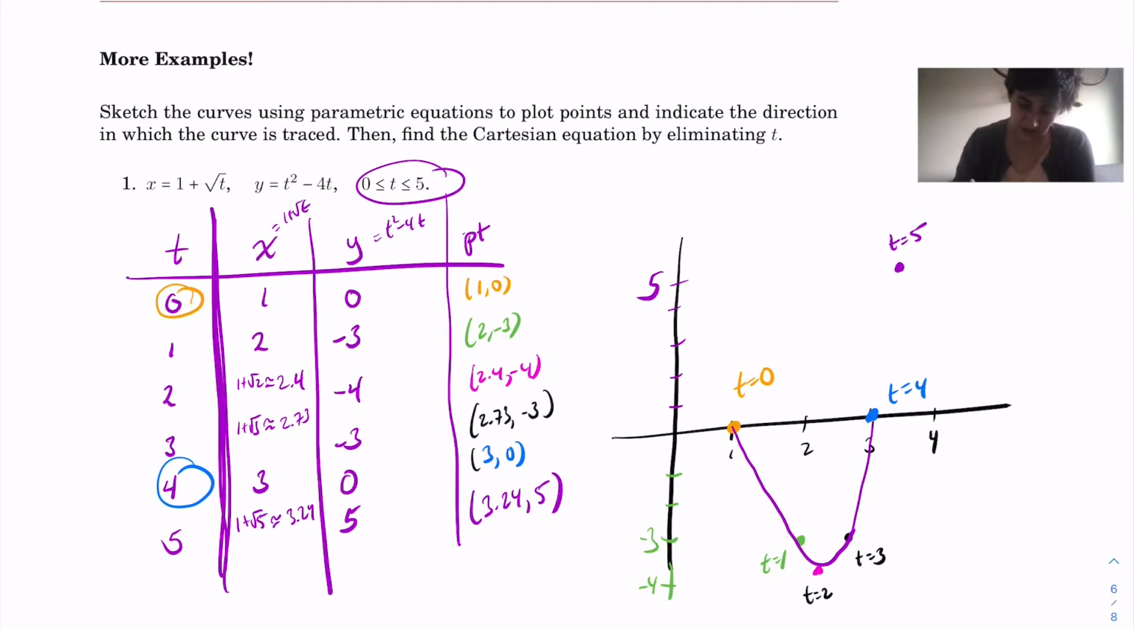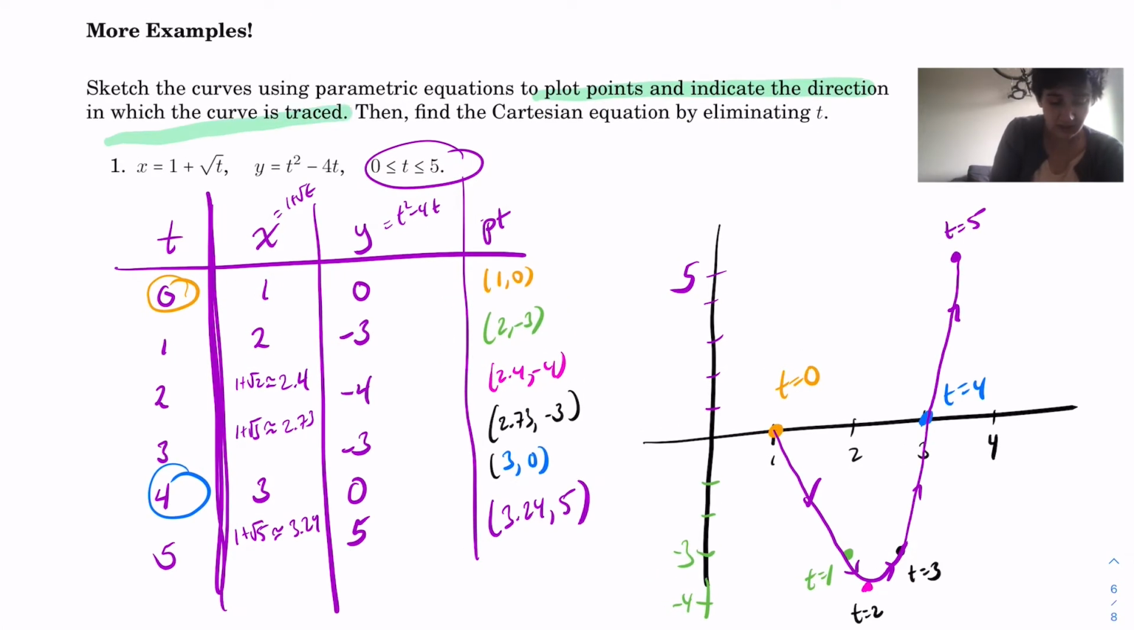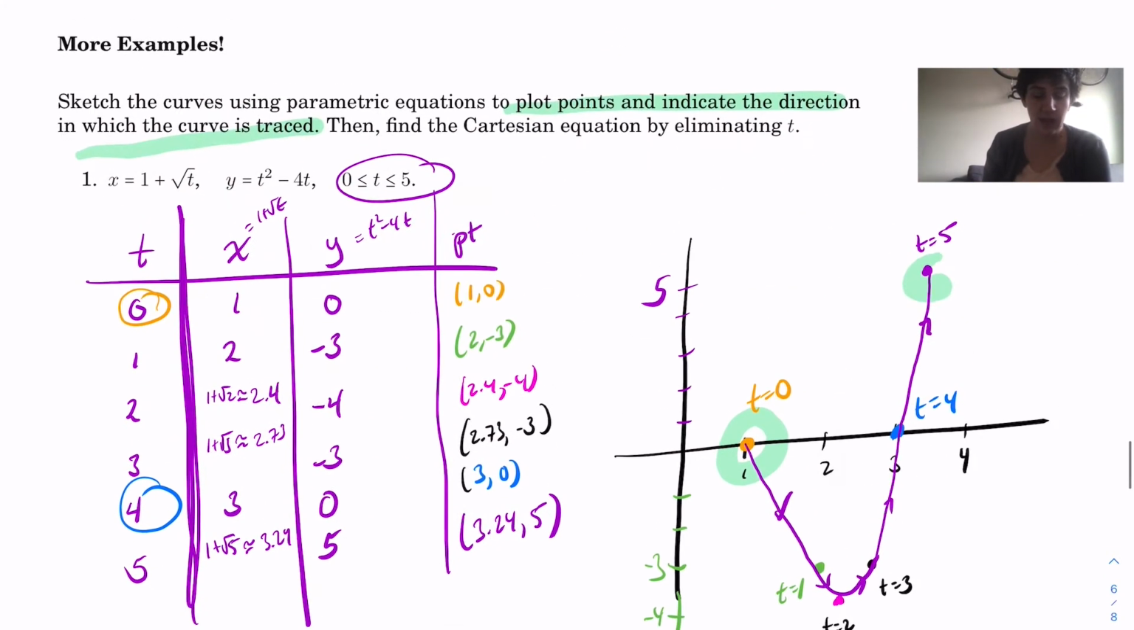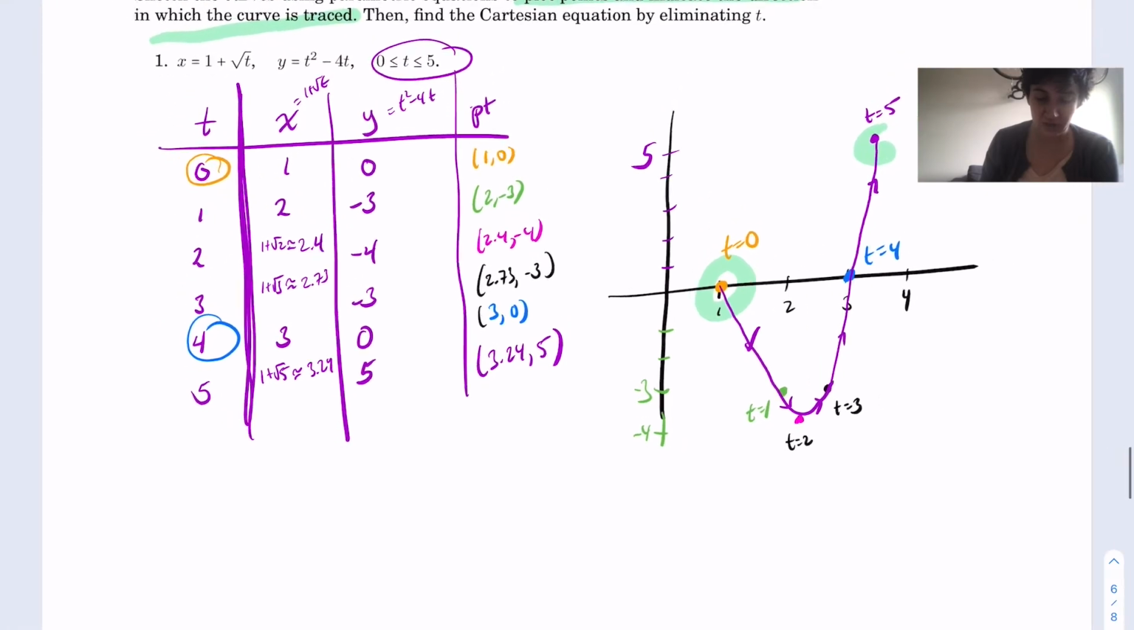And I want to fill in my curve, tracing it in a particular way, and indicating the direction of motion like this. Okay. So that's my curve. I have plotted my points and I have indicated the direction in which the curve is traced. I have my initial point, I have my terminal point, I'm on a closed interval, but now I'm going to find the Cartesian equation by eliminating t.